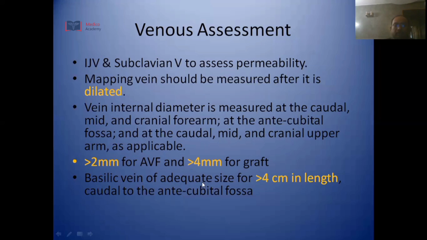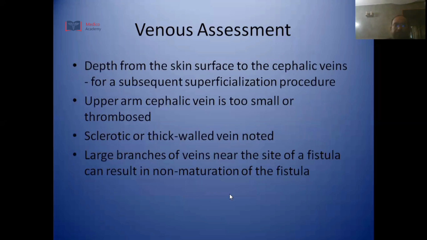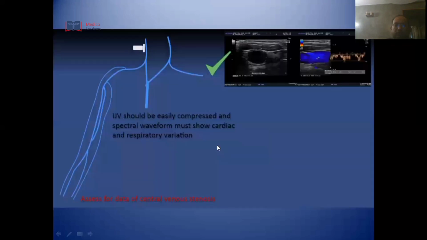The basilic vein is of adequate size when it is more than 4 cm in length, caudal to the antecubital fossa. The depth from the skin surface to the cephalic veins for a subsequent superficial procedure needs to be assessed. If the upper arm cephalic vein is too small or thrombosed, that needs to be told. If a sclerotic or thick-walled vein is noted, that should be mentioned. Large branches of the vein near the site of the fistula can result in non-maturation of the fistula. So all these points need to be mentioned in the reporting.